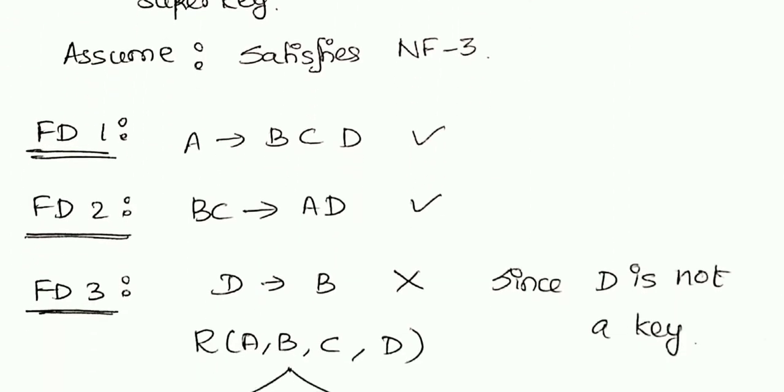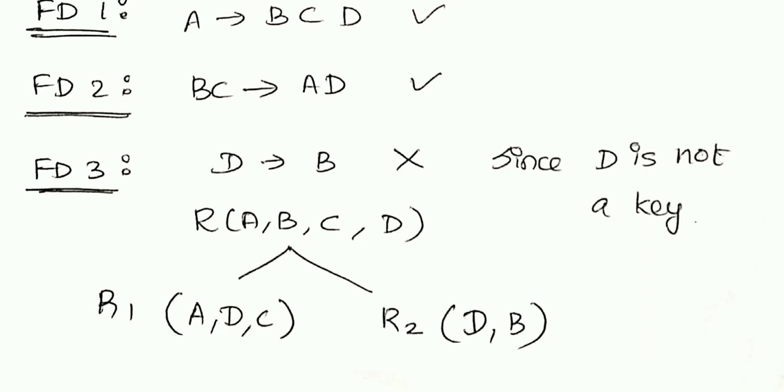Since D is not a key, we divide the schema into two subschemas or two tables, R1 and R2. Is this clear? For the dependency that doesn't satisfy BCNF, the attributes on the left and right hand side are taken separately as a new table. So D and B taken separately form your table R2. In R2 you have the two attributes D and B, where D acts as a super key, D determines B. So this R2 separately satisfies BCNF.